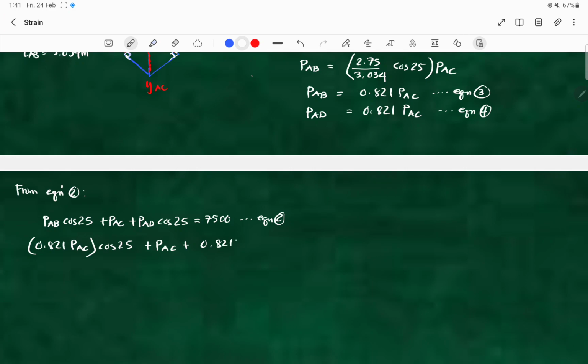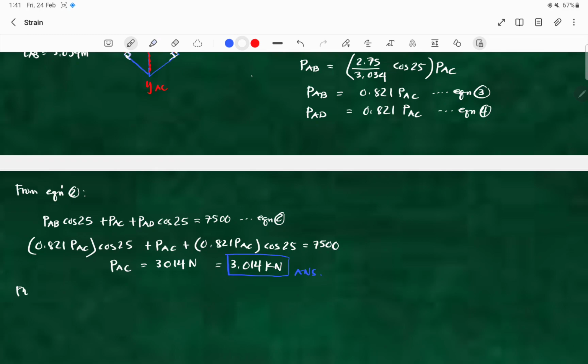So, 0.821 force ni AC cosine 25. This is equivalent to 7,500. So, ngayon, masosolve natin yung value ng force ni AC using our calculator. So, that is equivalent to 3014 Newton, or this is 3.014 kilonewton. And ito na yung sagot. And for force EB naman, di ba?